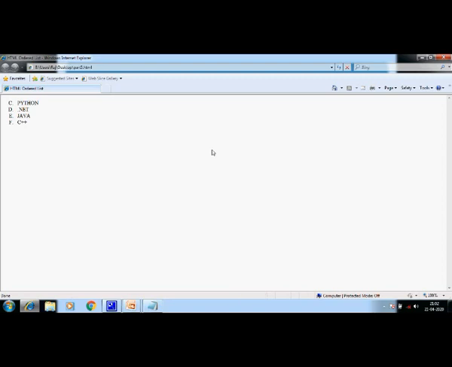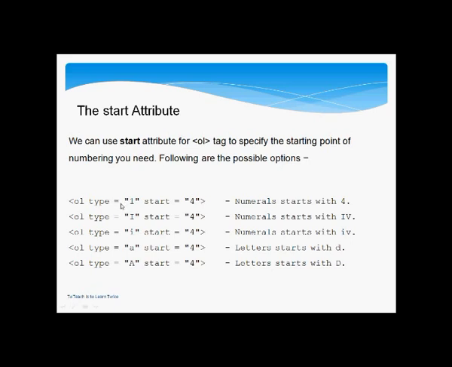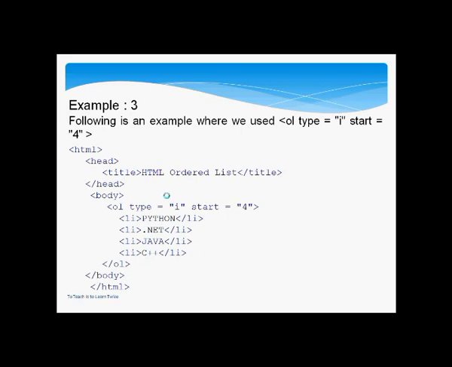F5 for refresh. So here we are. We can see the OL tag has two attributes, that is type and start. Type specifies the type of numbers, and start specifies from where the number should start. So we have seen the example.